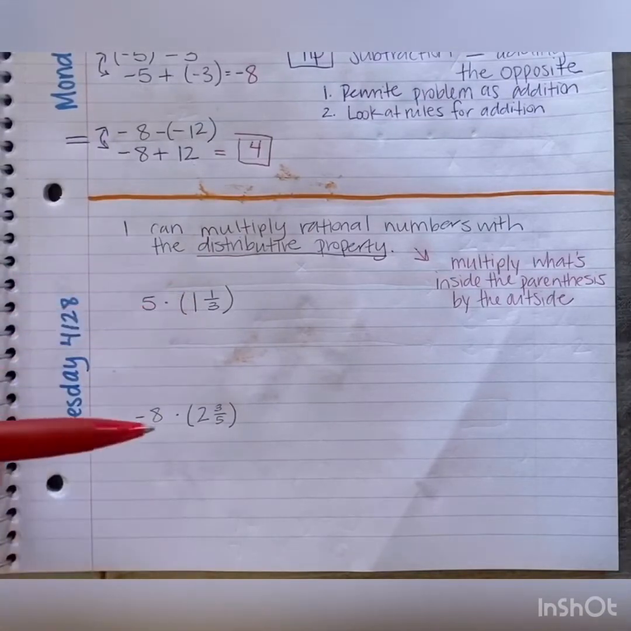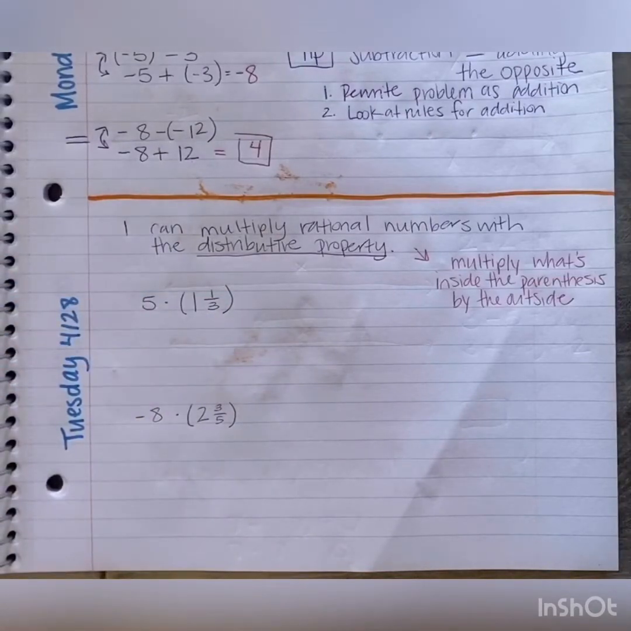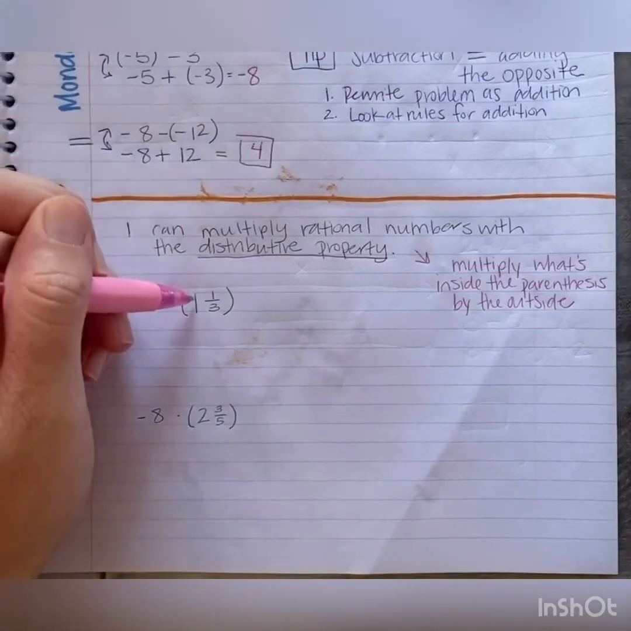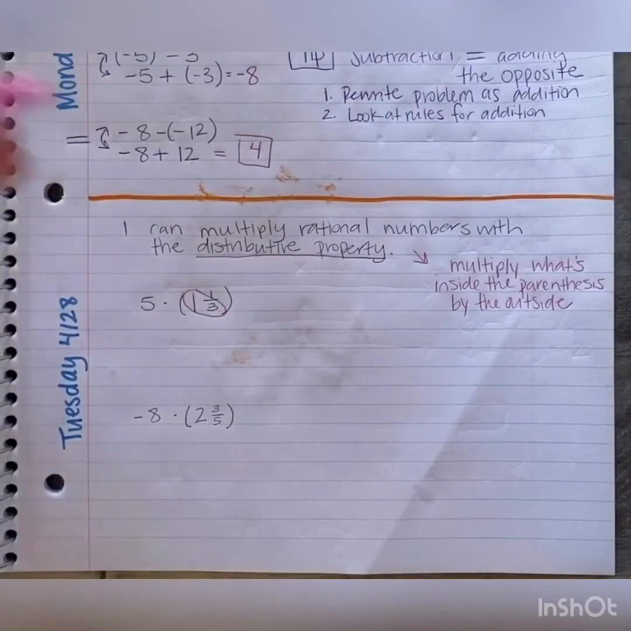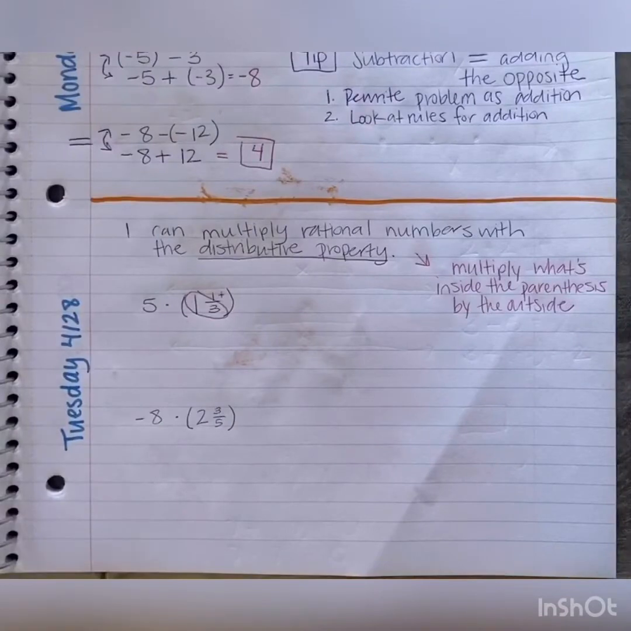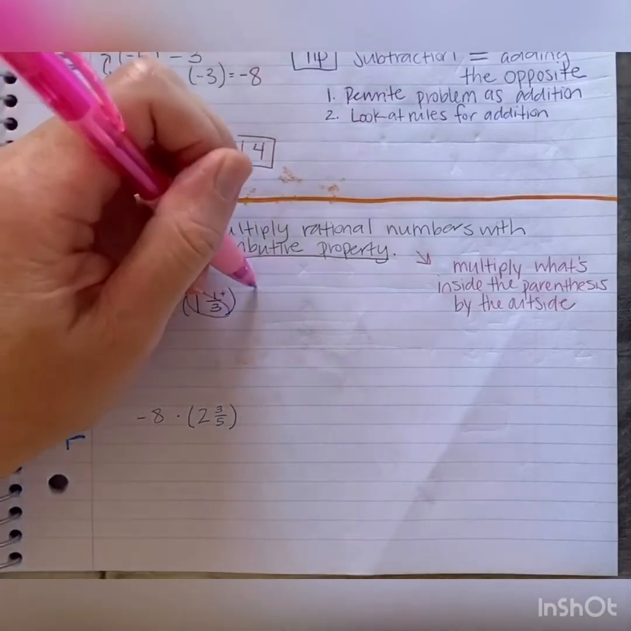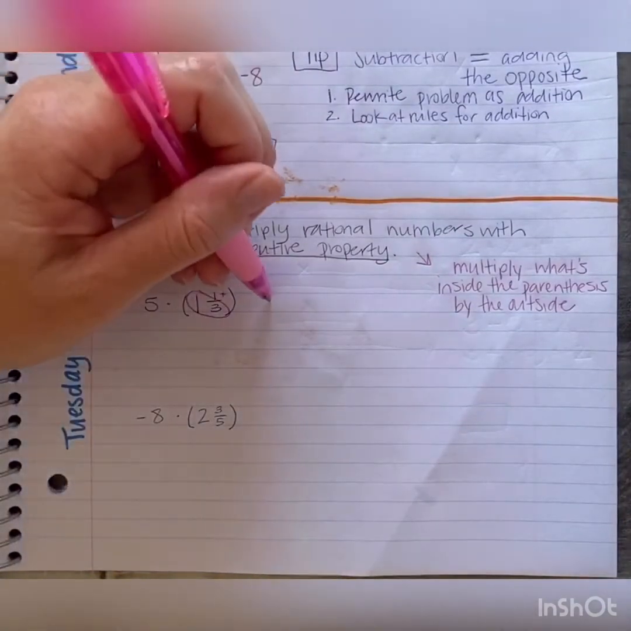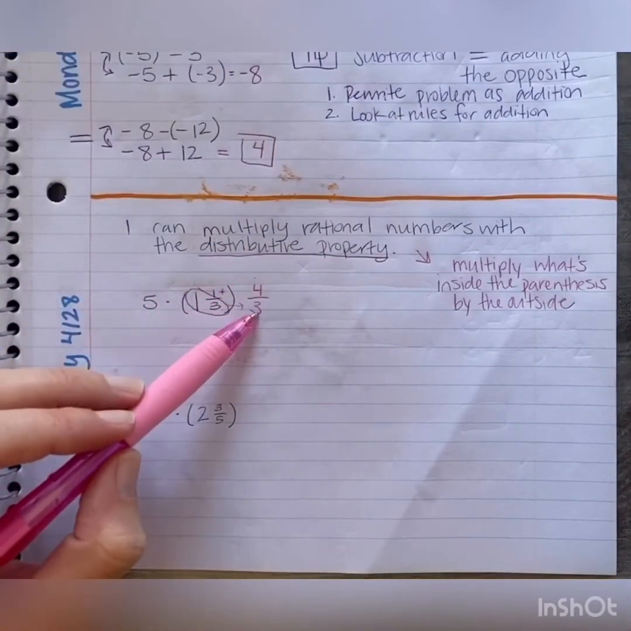You can see that we don't have nice, pretty whole numbers. Here we have a mixed number. Here we have a mixed number. So the first step in multiplying these two with the distributive property is to convert this mixed number into an improper fraction. And if you remember how we do that, we take the whole number, we multiply it by the denominator. So 1 times 3 is 3. And then we add the numerator, or the top number. So we multiply, 1 times 3 is 3, plus 1 is 4. So my top number is 4, and then my bottom number stays the same. So 1 1/3 is the same as 4/3.